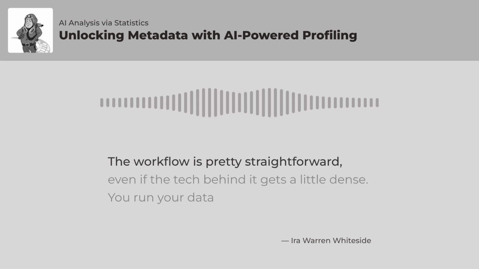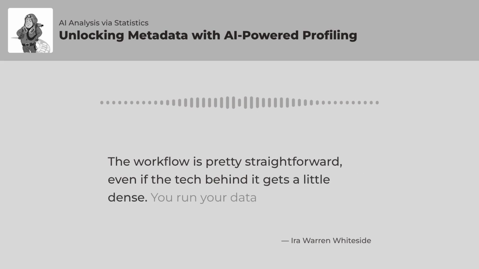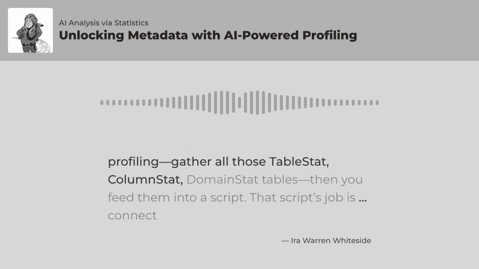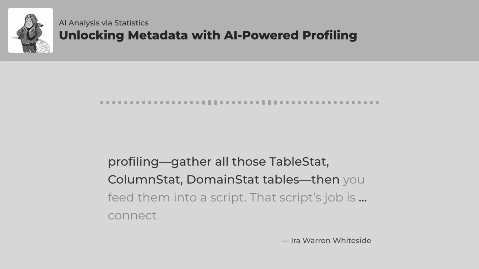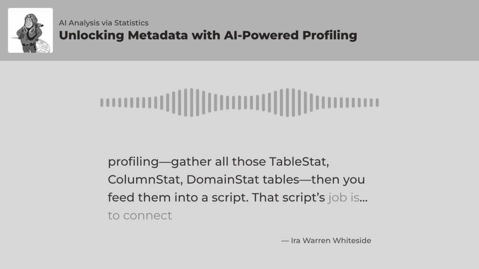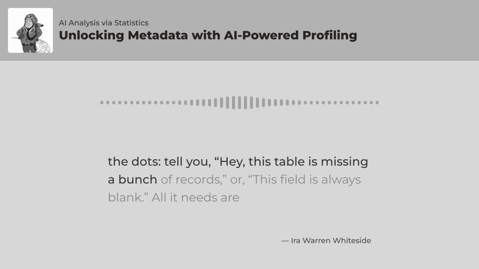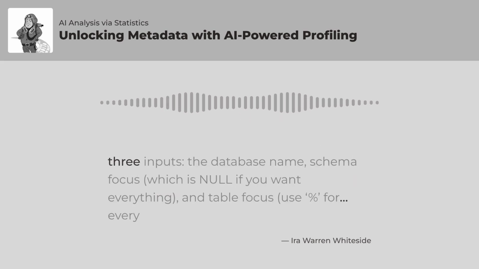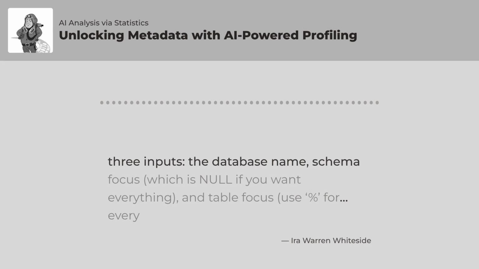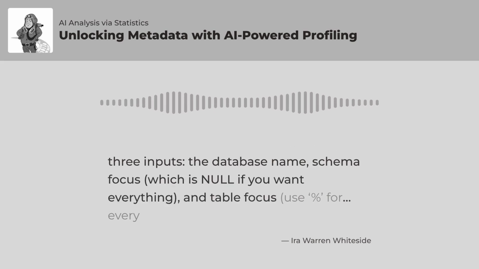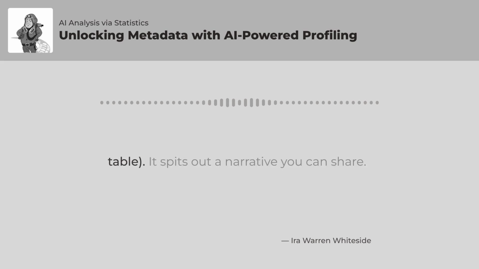The workflow is pretty straightforward, even if the tech behind it gets a little dense. You run your data profiling, gather all those table stat, column stat, domain stat tables, then you feed them into a script. That script's job is to connect the dots, tell you, hey, this table is missing a bunch of records, or this field is always blank. All it needs are three inputs: the database name, schema focus, which is null if you want everything, and table focus. Use % for every table. It spits out a narrative you can share.